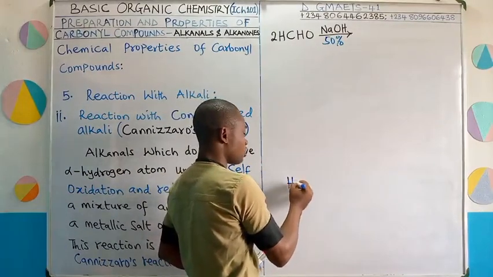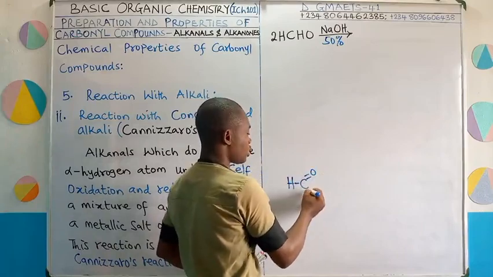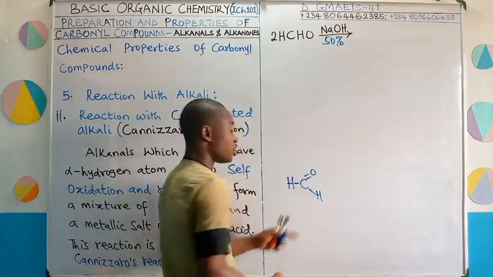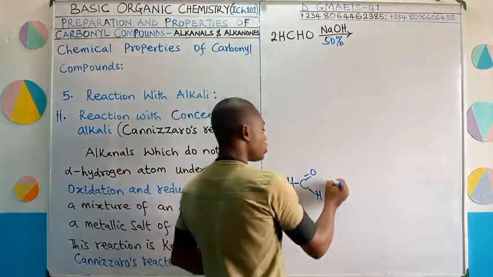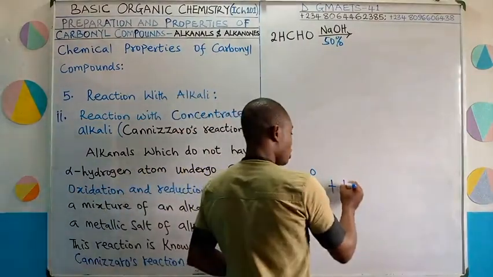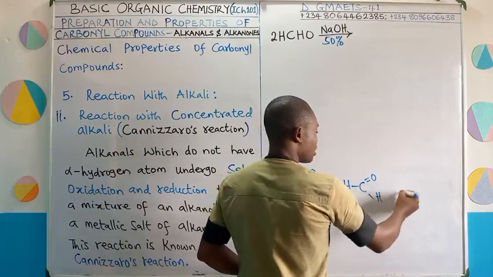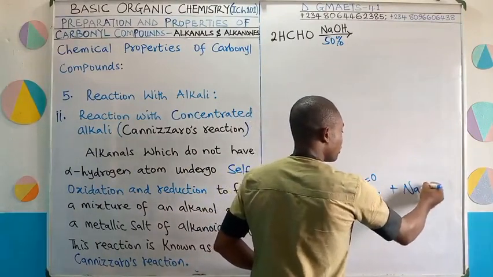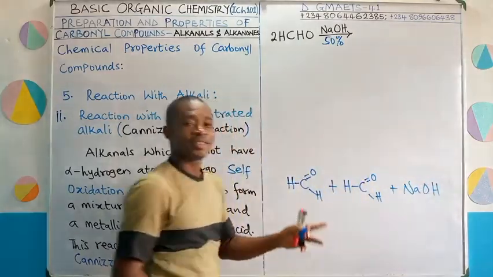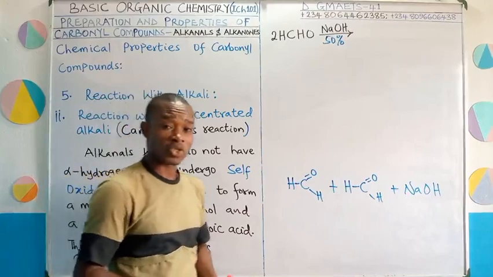There are 2 molecules of them, so we have hydrogen linked to carbon. The carbon is double bonded to oxygen, and then we have another hydrogen. This is methanal. Now it's going to undergo self-oxidation and reduction reaction. So we have another methanal here, all right? And of course, don't forget, we have our sodium hydroxide. This sodium hydroxide is of great use in this case. So let us watch how the reaction proceeds.